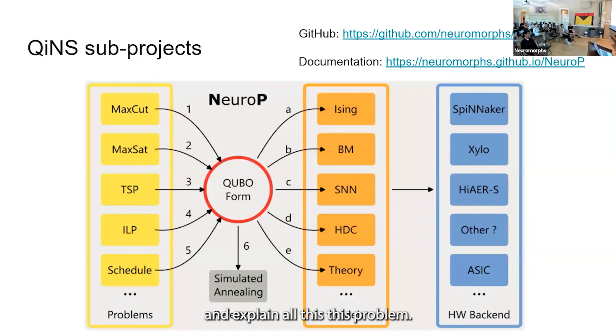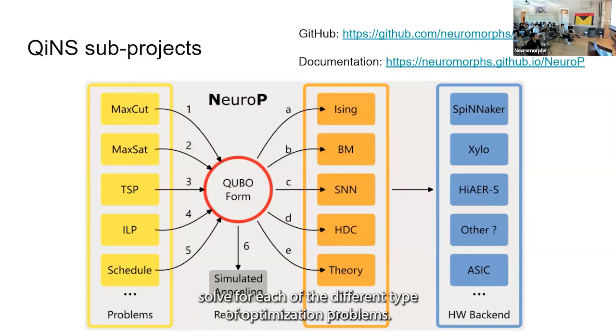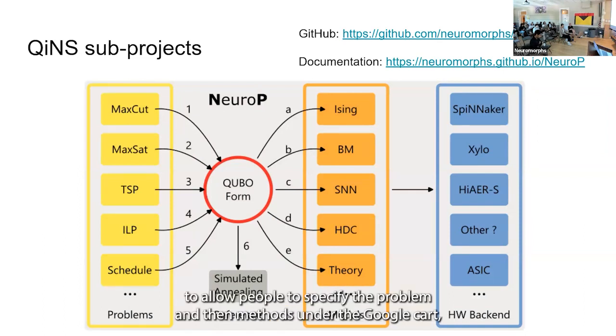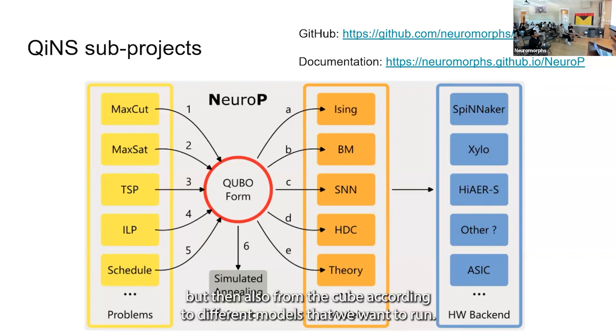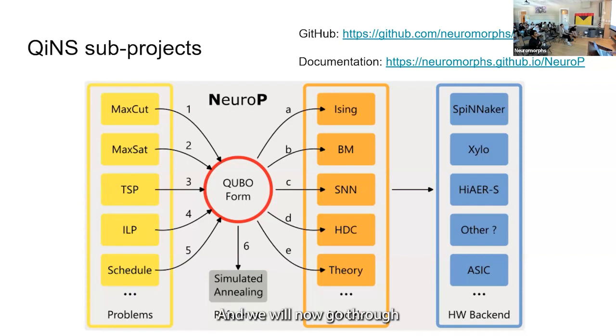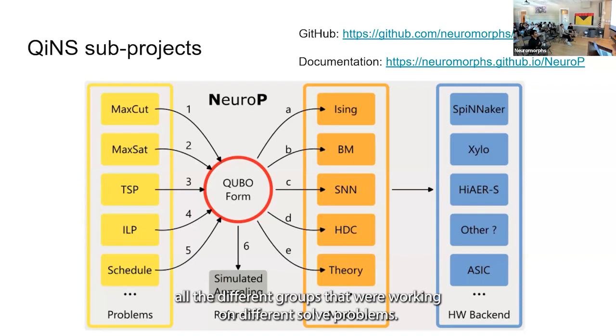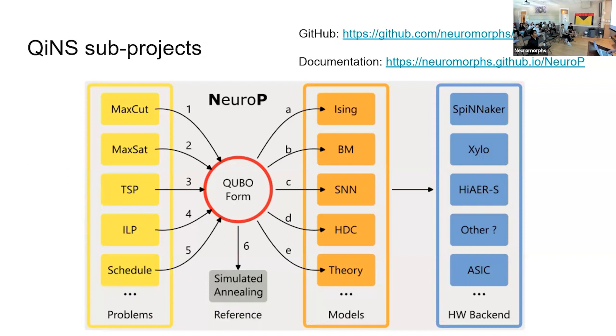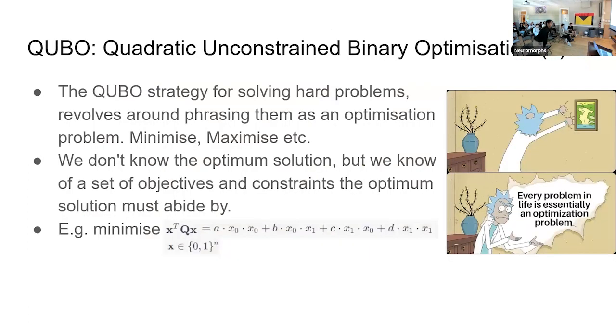So this problem looks like a simple thing, but it falls apart into many different subproblems. So for each of the different types of optimization problems we want to solve, we basically need a different front end to allow people to specify the problem and then map it into the QUBO form, but then also from the QUBO form to different models that we want to run. And we will now go through the different groups that were working on different subproblems here, and they will present what they've been doing for the last week. And I think the first one to start is Adil.